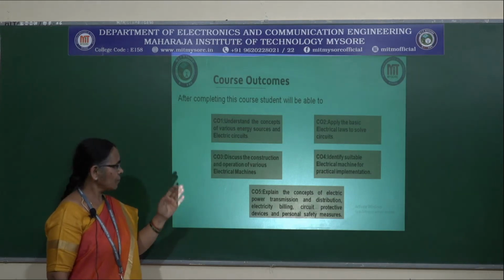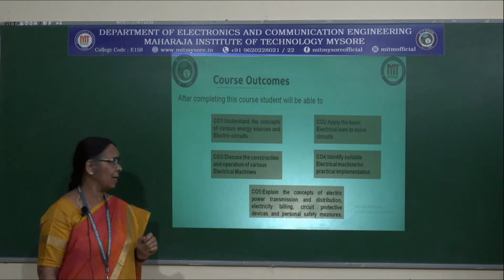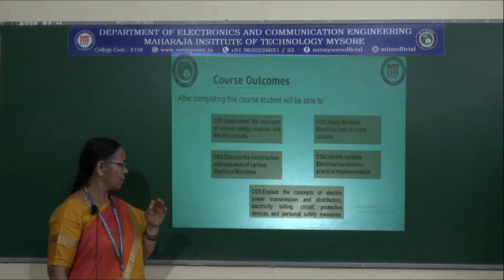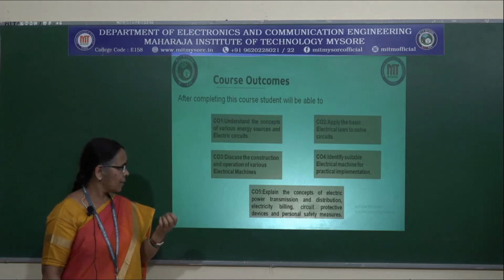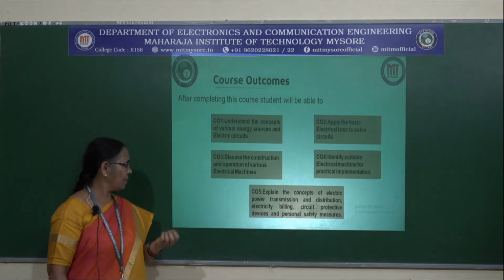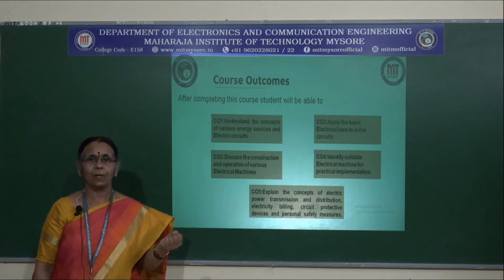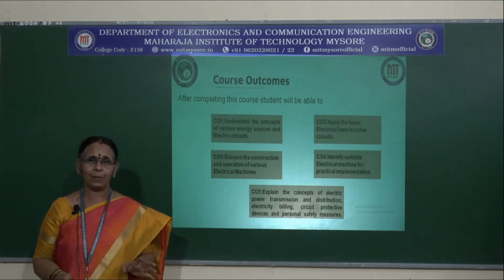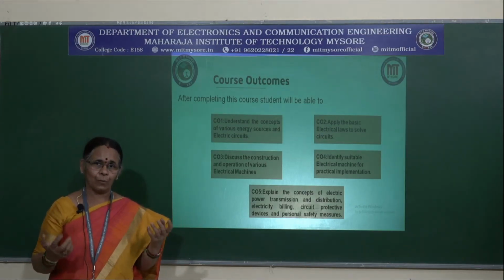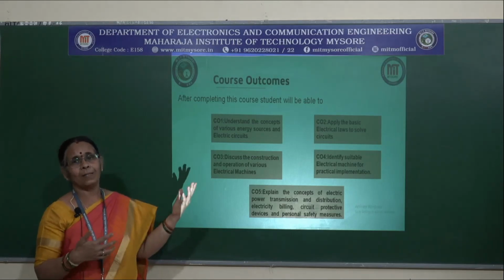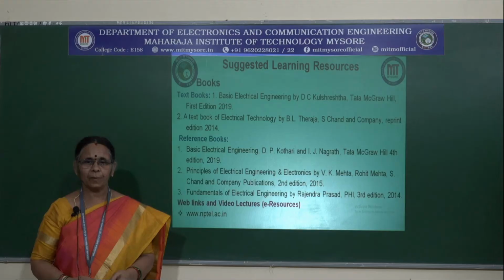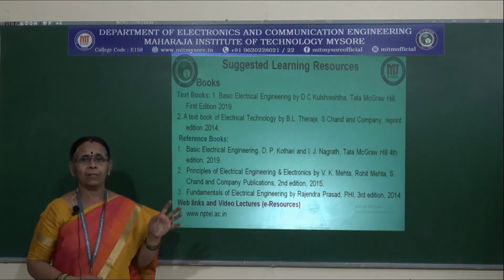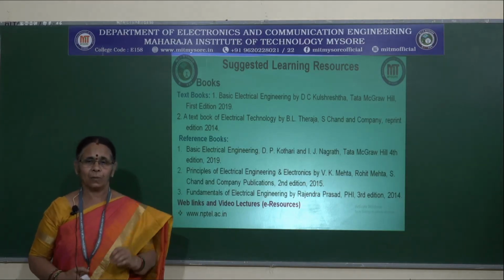Then finally we have course outcome 5, wherein explain the concepts of electrical power transmission and distribution, electricity billing, circuit protective devices and personal safety measures. All those things the student will be able to understand, able to know, able to implement once he studies this particular course. That is regarding the syllabus and the course outcomes.